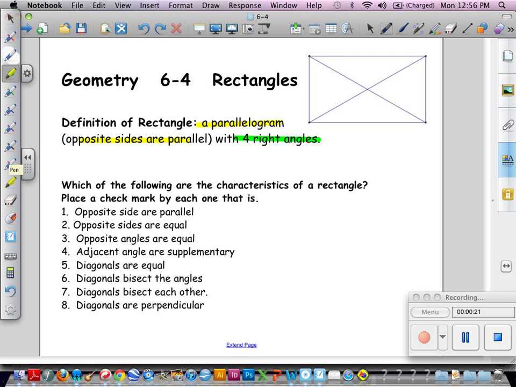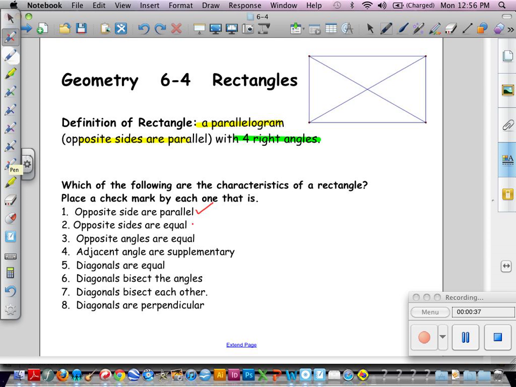Pause the video and take a minute to determine which of the following characteristics are for a rectangle. Place check marks beside them. All right, let's see how you did.